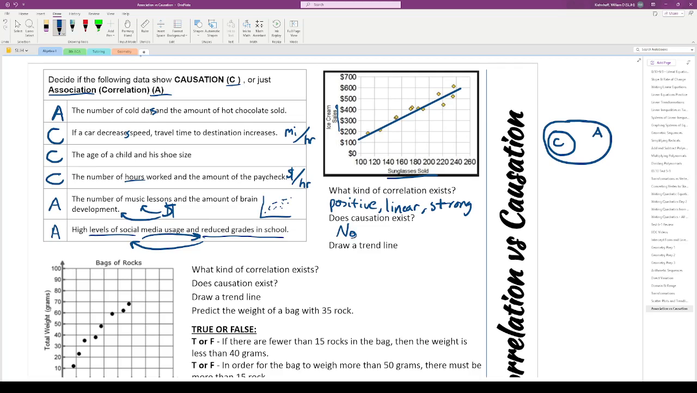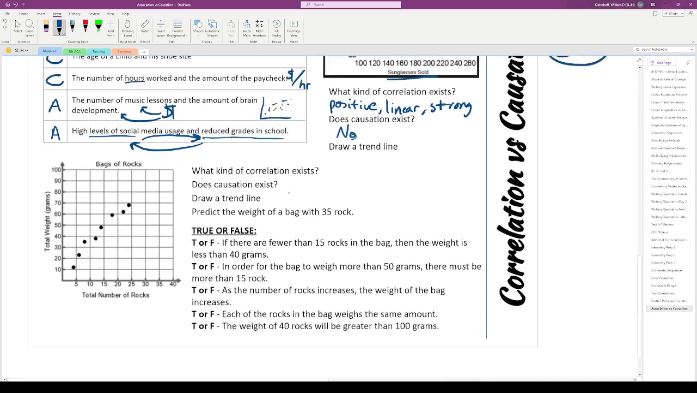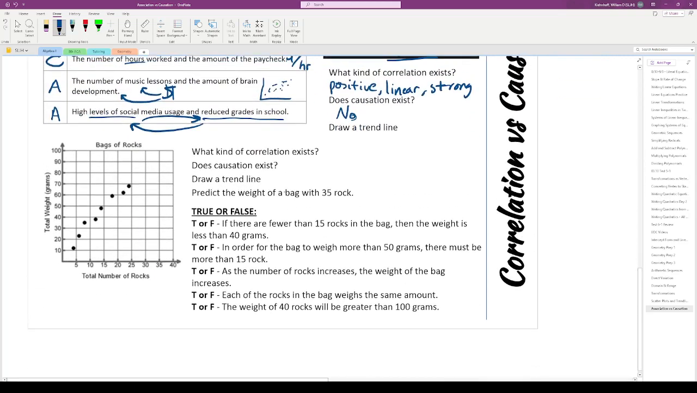Hey, we did it. All right, cool. And then last thing on here, what kind of correlation exists? So this again is positive, linear. Hey, that was pretty good for not having the line tool. So same thing again, positive, linear, and looks pretty strong.